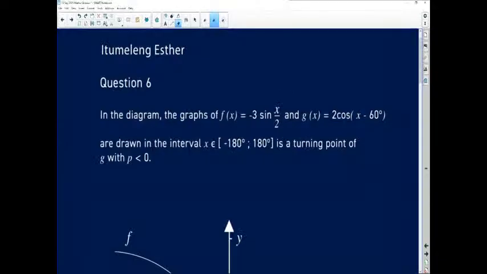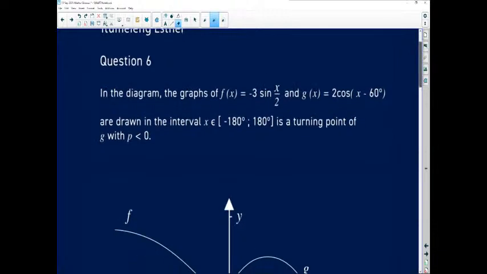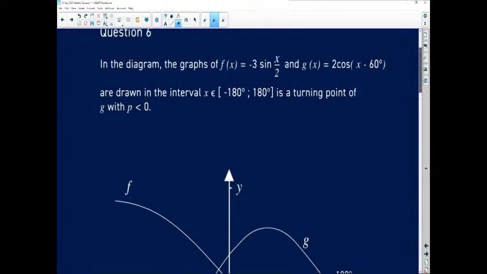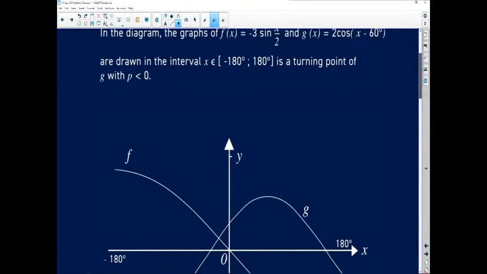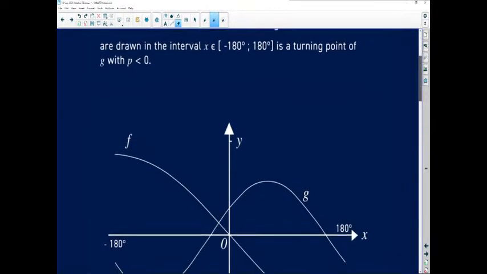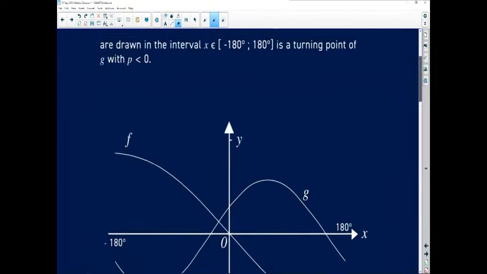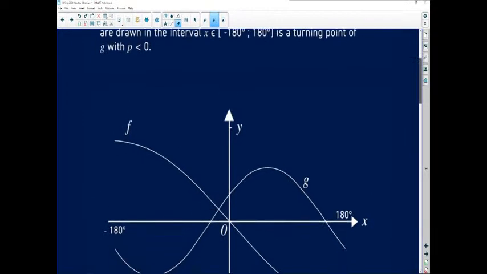All right, so Itumeleng Esther sent us this question, which is awesome. It is question 6, and it reads as follows. In the diagram, the graph of f of x equals negative 3 sine of x over 2 and g of x equals 2 cos of x minus 60 degrees are drawn in the interval x between negative 180 and 180. I think t is a turning point of g with p being less than 0.